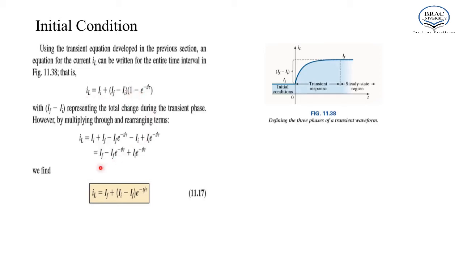On rearranging the terms, we get IL, considering the initial condition, to be equal to IF plus (II minus IF) e to the power minus t by tau.